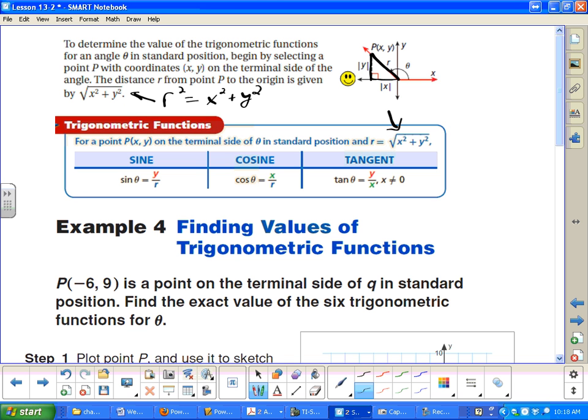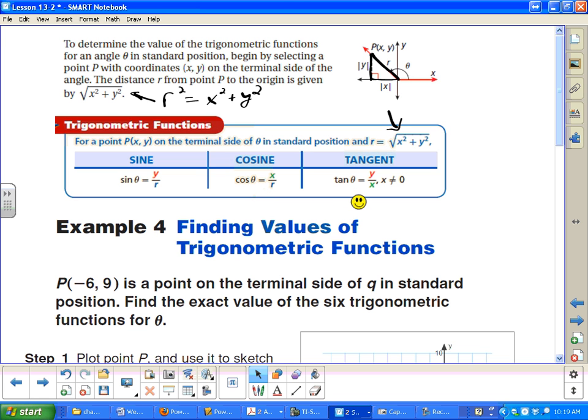So to find sine of the angle relative to that point, we do y over r. To do cosine, we do x over r.